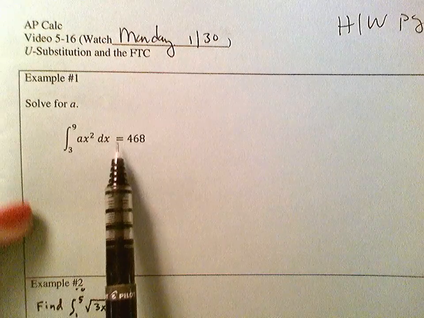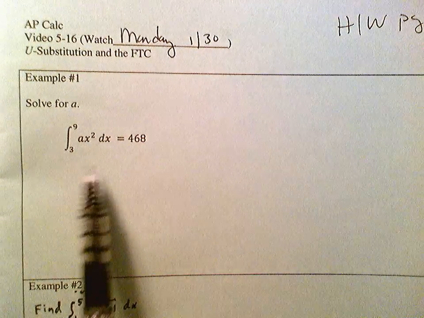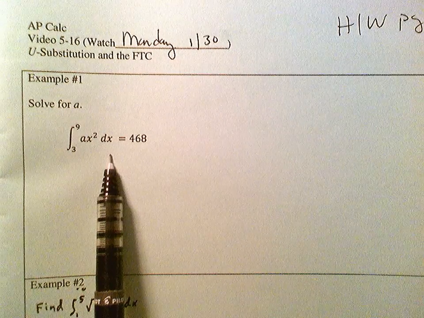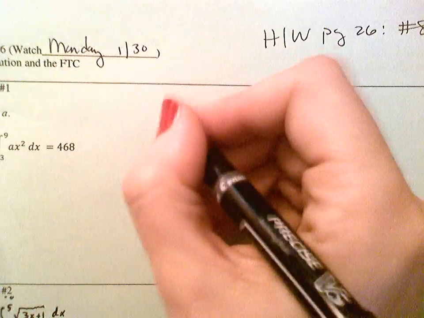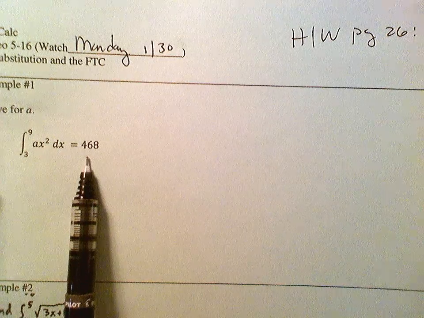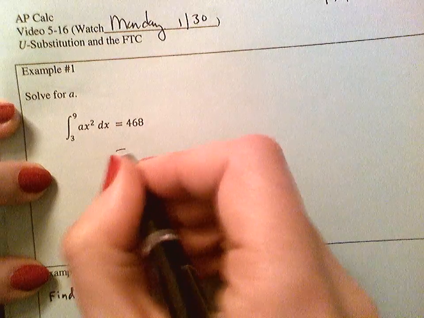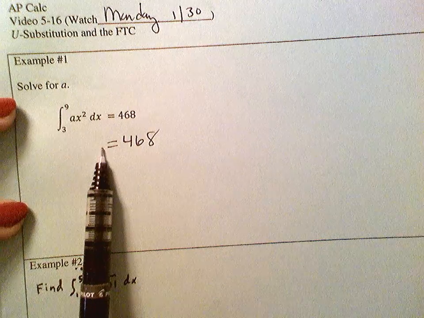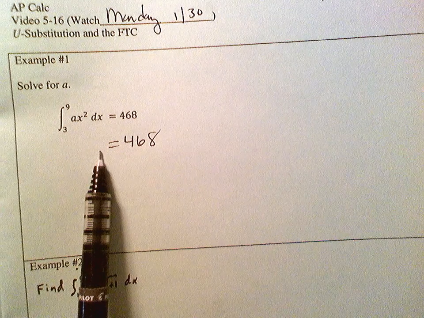So we cannot get the a by itself. We're trying to solve for a, and there's really no way of getting a by itself here. It's not like you can divide by everything else. But the fundamental theorem of calculus tells us that we can rewrite. The right side of the equation is always going to be 468, and we would like to rewrite the left side so that I can solve for A, like a regular algebraic equation.